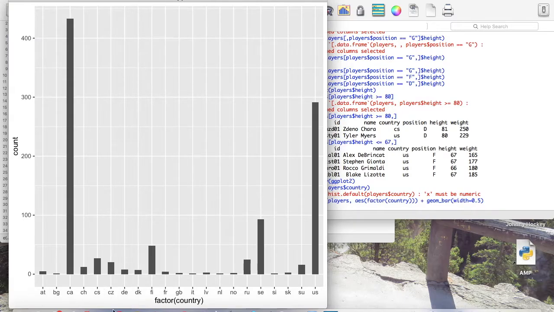This category is also similar. So CZ is the Czech Republic, but CS is Czechoslovakia. So someone who was born before the Czech Republic and Slovakia split, I think that was in 1991, would be in the CS category. So Zdeno Chara, for example, he's born in what is now Slovakia, but when he was born it was Czechoslovakia, so he would be CS as opposed to CZ.